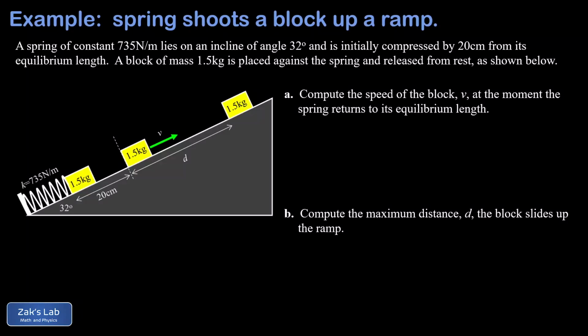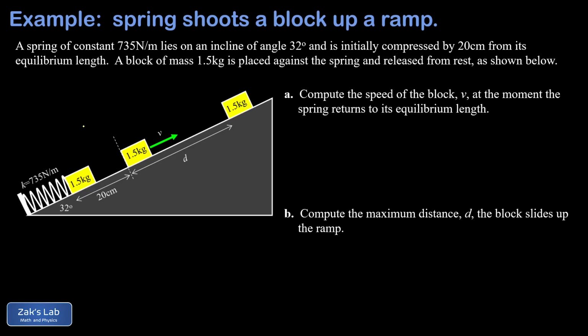In this problem, we're looking at a block being shot up a ramp by a coiled spring, and we're interested in two different questions here. We want to know the speed of the block as soon as the spring is extended back to its natural length. And then the second part is we want to know how far the block slides up the ramp before it comes to a stop.